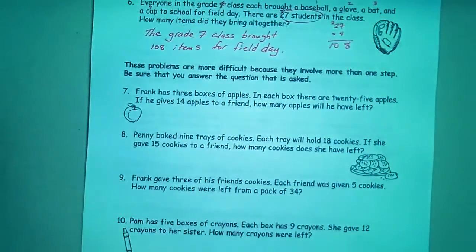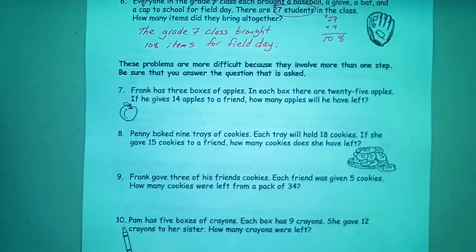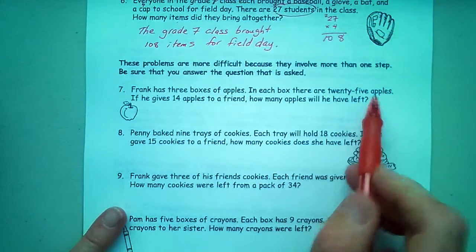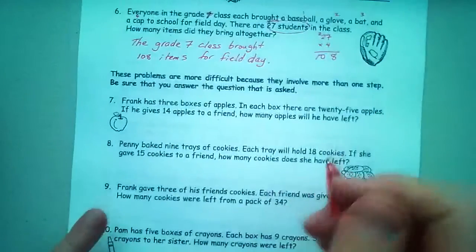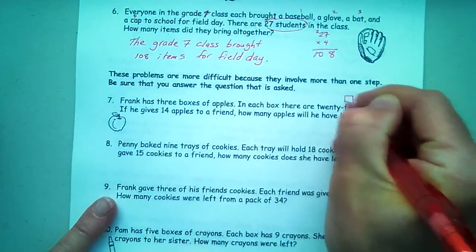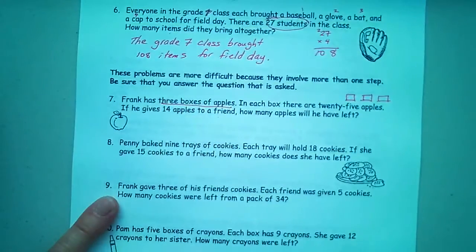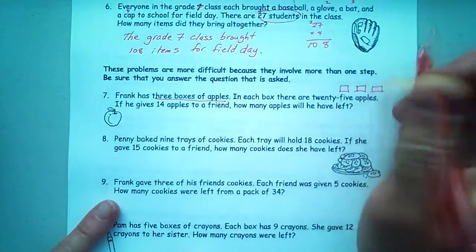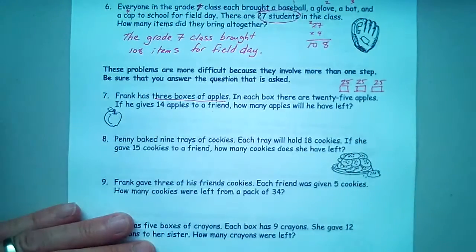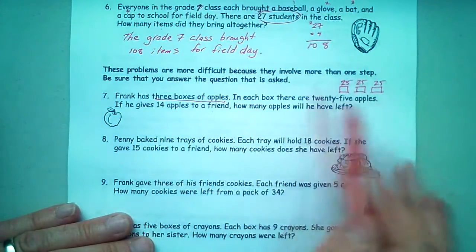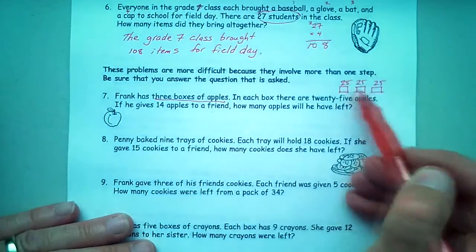Frank has 3 boxes of apples. Okay, so you've got 3 boxes of apples. Sometimes making a drawing can even help too, right? In each box there are 25 apples. If he gives 14 apples to a friend, how many apples will he have left? All right, so Frank has got 1, 2, 3 boxes of apples, and each of them has 25 apples. So he has 25 in there, 25 in there, 25 in there. Then once we find out how many apples he has, he's going to give 14 of them to a friend.